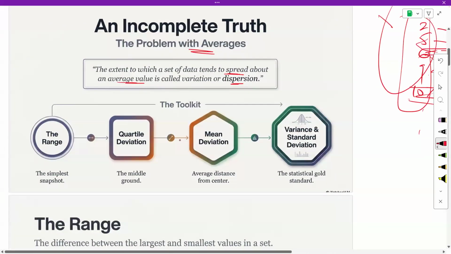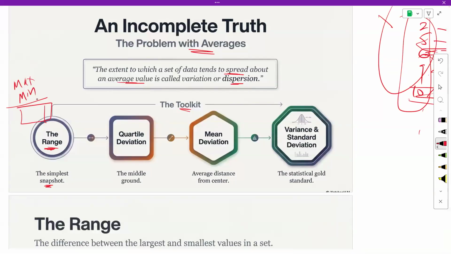To measure variations, we may use different kinds of tools. There are toolkits, of which the range is one measure. This is the simplest, a snapshot. Range means from the data set, we take the minimum value and maximum value and find the difference. That's a range. So there's a difference. That's a variation. How far? The maximum and minimum.